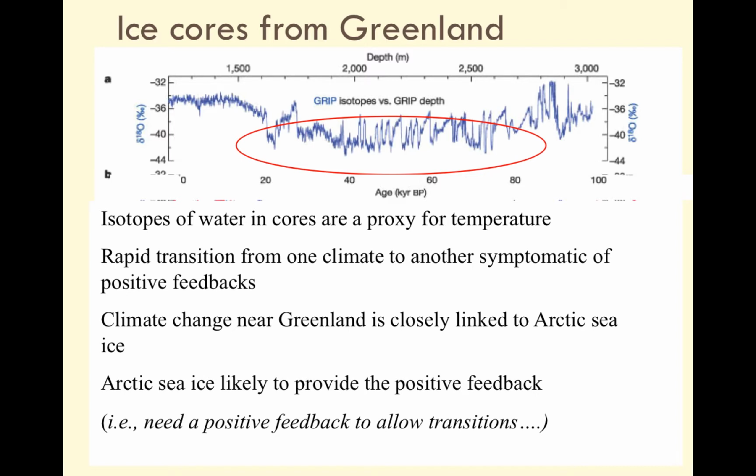The climate change near Greenland is closely linked to Arctic sea ice. So the Arctic sea ice is a very sensitive mechanism, and it definitely provides positive feedbacks in the climate system. Right now, it's probably a huge feedback as far as promoting the Arctic atmosphere getting 3 times the amount of warming we've seen globally.